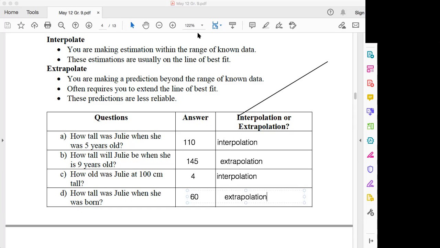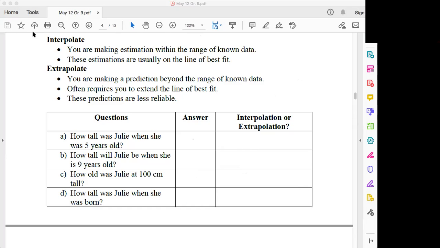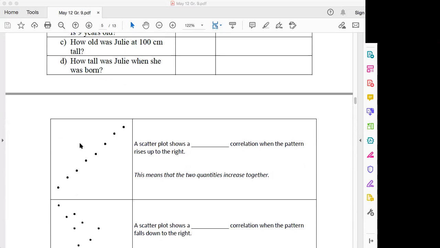Okay, so I'm going to clear this. And I'm going to look at the independent work real quick. Oh, no, we're not there yet. Okay.